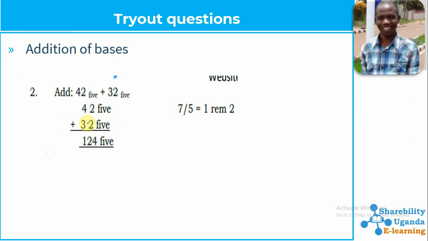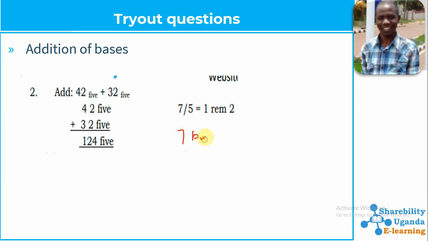Here we have 2 plus 2, which is 4. Then we have 4 plus 3. They got the answer 1, 2. How did they come up with this? When you add 4 plus 3, it becomes 7. 4 plus 3 is 7. But let me write it here.